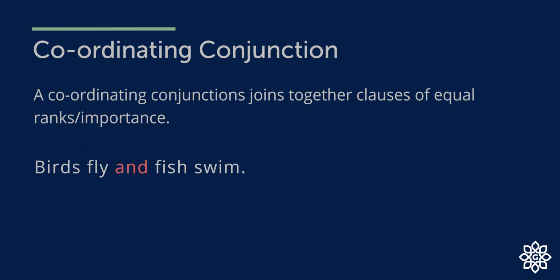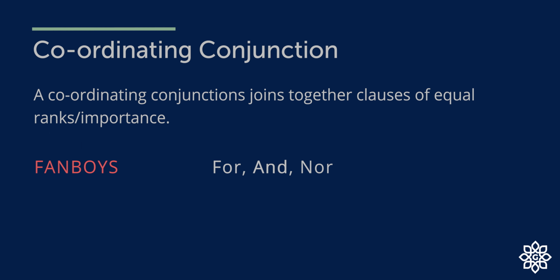I'll give you the widely used 7 coordinating conjunctions, and you can remember them using the mnemonic FANBOYS. So F stands for for, A stands for and, N stands for nor, B stands for but, O stands for or, Y stands for yet, and S stands for so.